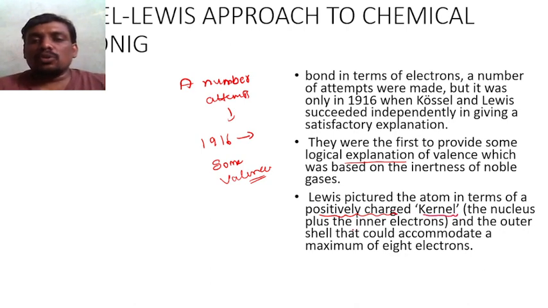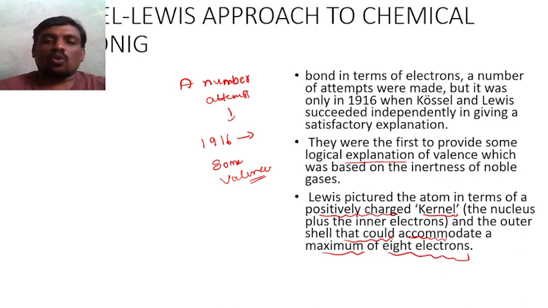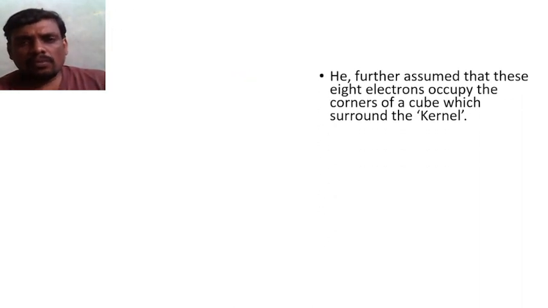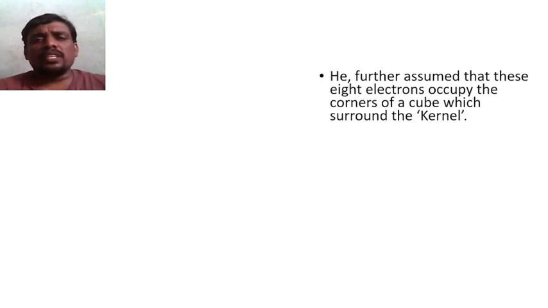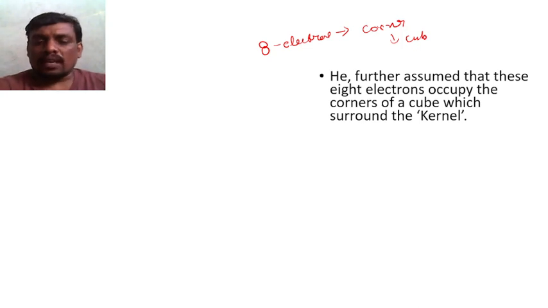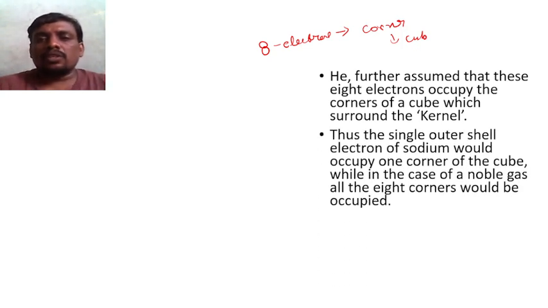Now, the kernel is the nucleus plus the inner electrons, and the outer shell could accommodate a maximum of 8 electrons. Here I am talking about atoms in terms of a positively charged kernel. He further assumed that these 8 electrons occupy the corners of a cube which surrounds the kernel. Okay, corners of the cube.